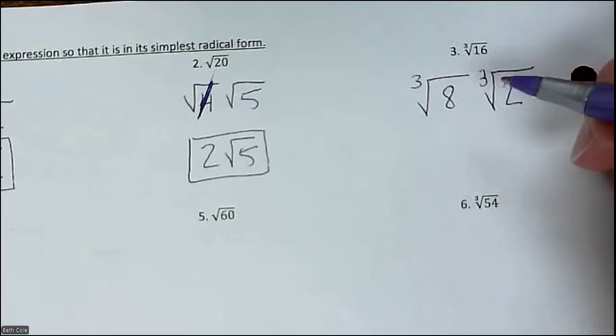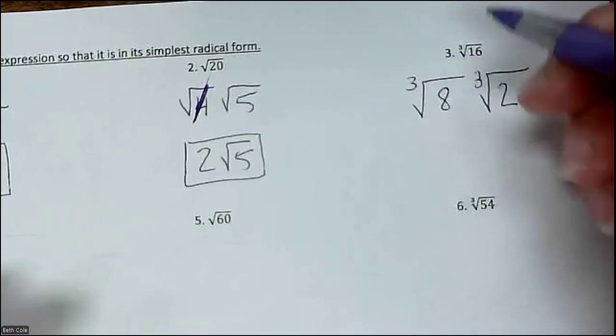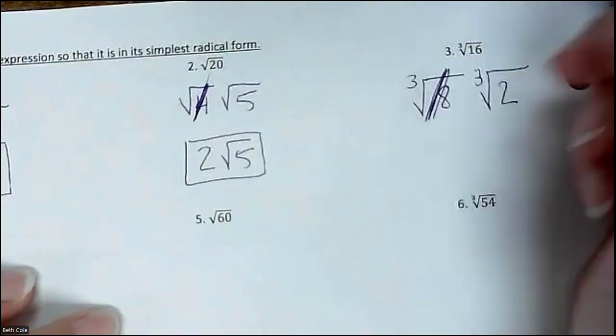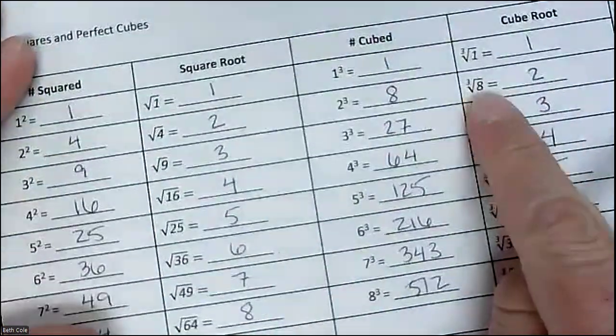And we picked 8 because it's on the list. That means you can cube root 8. What is your cube root of 8? I saw a lot of you flip the paper back over and look. Cube root of 8 is 2.